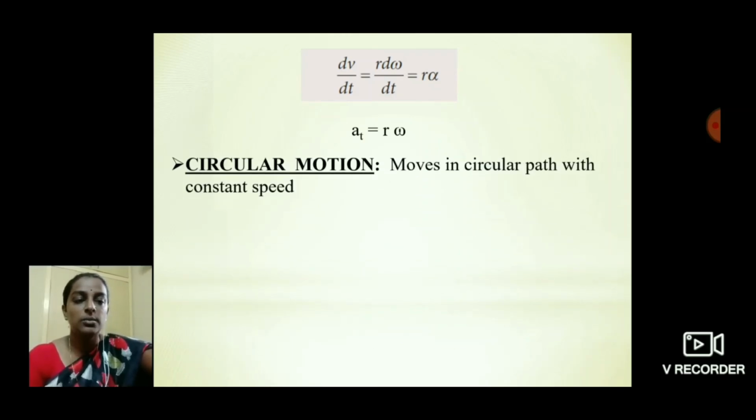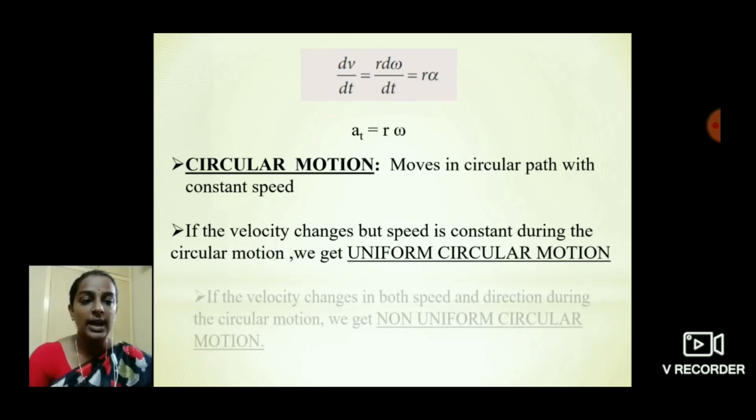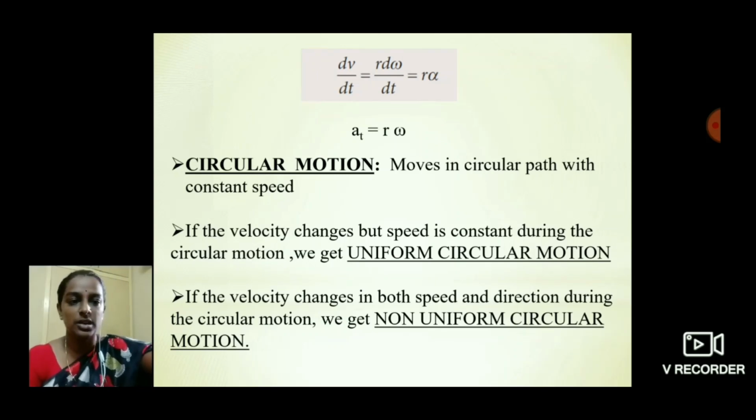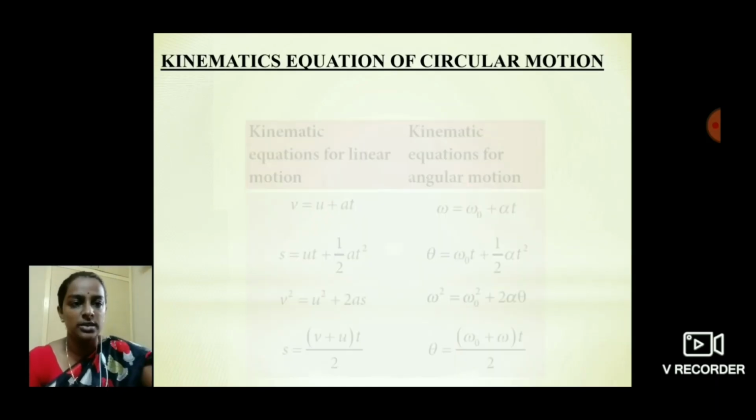Circular motion is moving in a circular path with a constant speed. Uniform circular motion is where velocity changes but speed is constant during the circular motion. And next is non-uniform circular motion, where velocity changes in both speed and direction during the circular motion. Next is kinematics equation of circular motion.